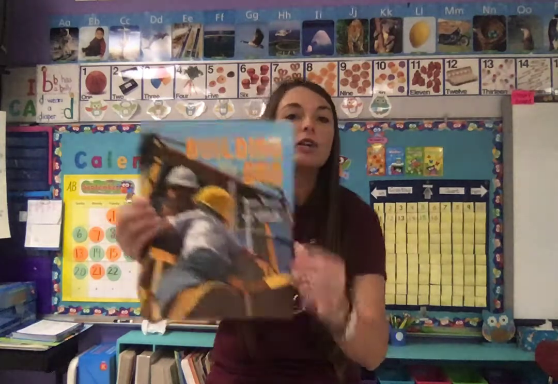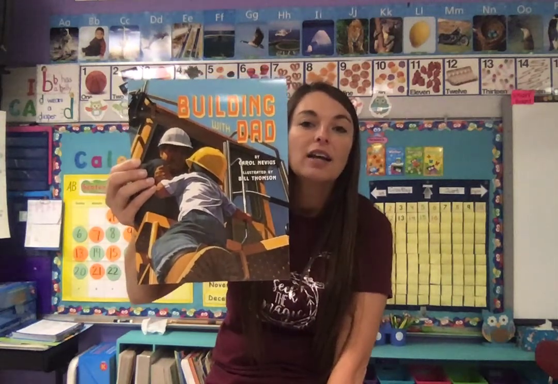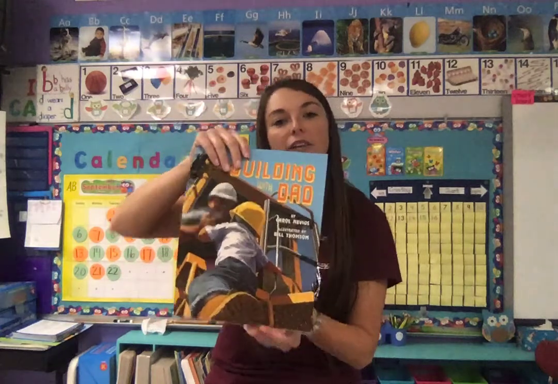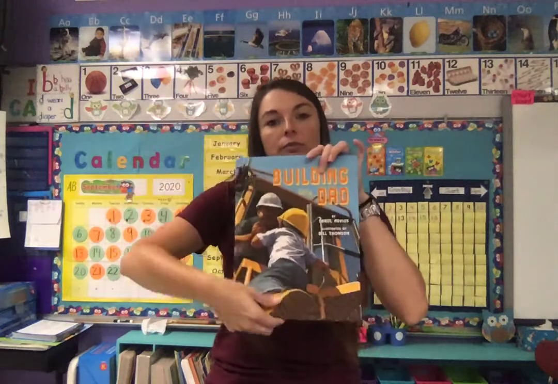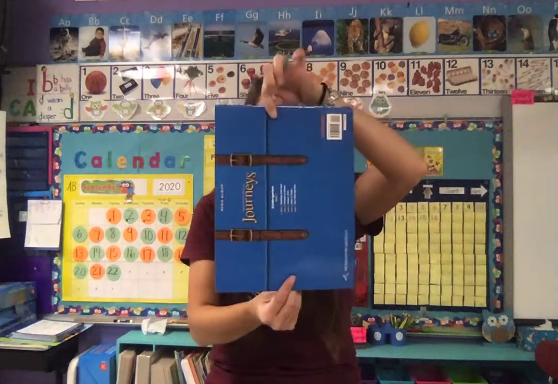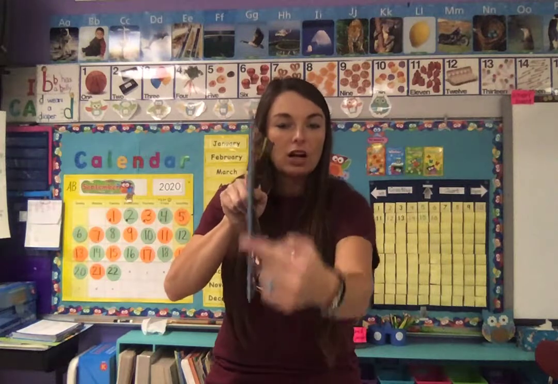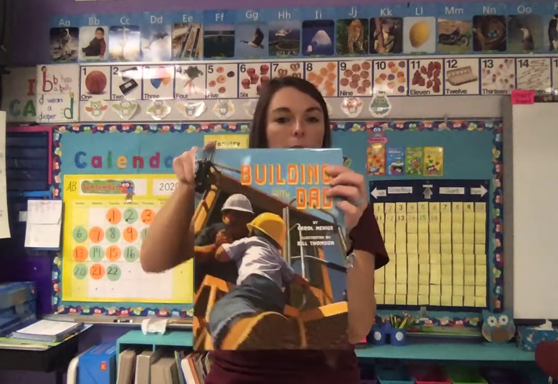So today we're going to be reading the story called Building with Dad. And this book is a little bit different. It's an up and down book. So this book, this is the front cover. I have my back cover here. And this time my spine of my book is running alongside at the top of the book.